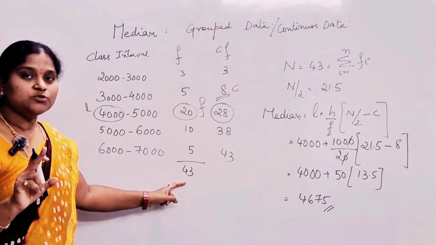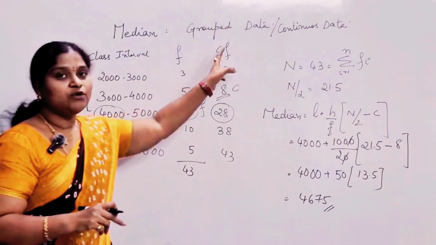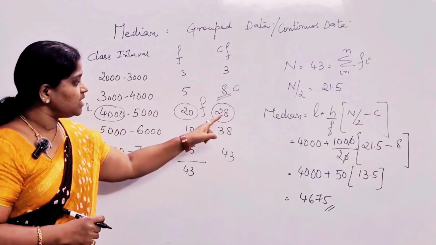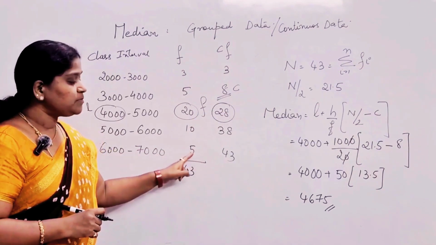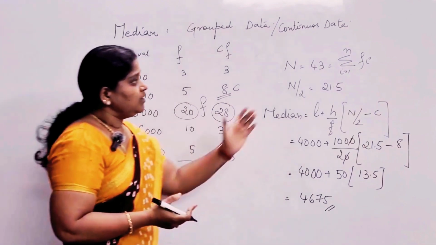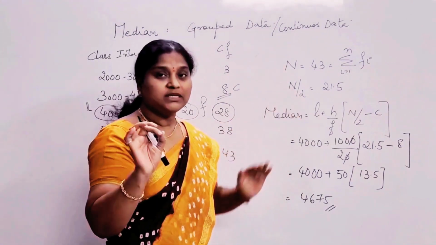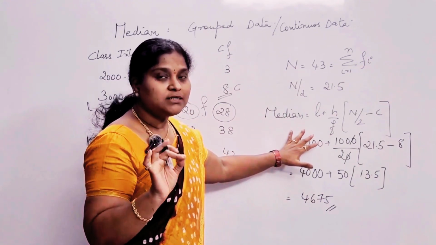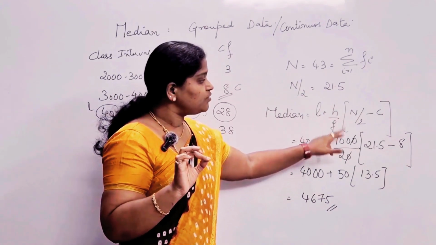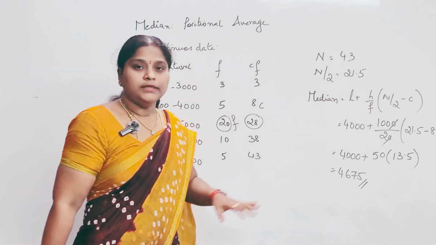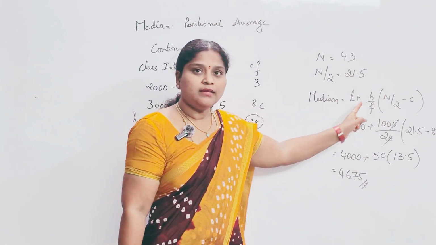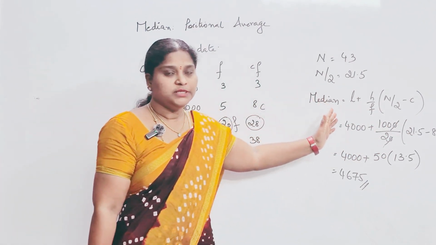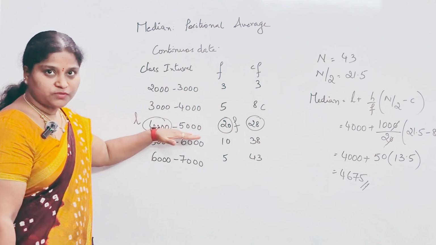I have the total of frequencies to be 43, that is sigma fi. I have found out cumulative frequency: 3, 3 plus 5, 8, 8 plus 20, 28, 28 plus 10, 38, 38 plus 5, 43. Now, we know that we need to find N by 2 in case of median, similarly as in raw data. Now, the formula to find median with respect to continuous data will be L plus H by F into N by 2 minus C. Now, we'll substitute the values of L, H, F, N by 2 and C from the table to find the value of median. L is the lower limit of the median class.